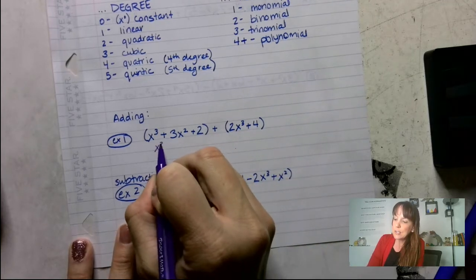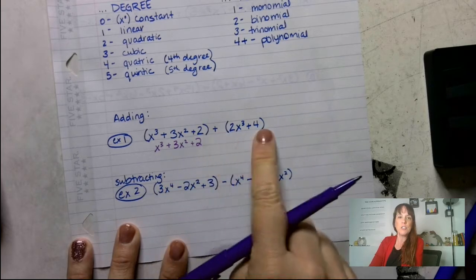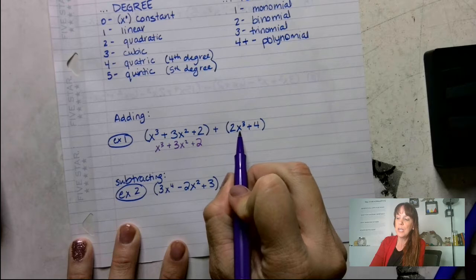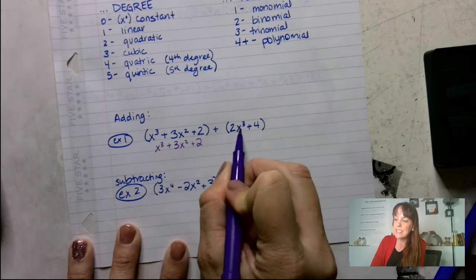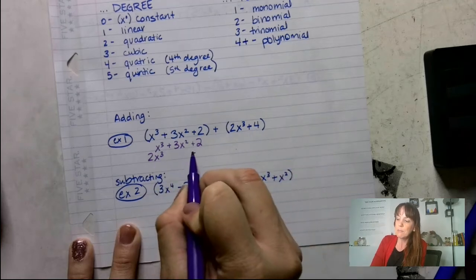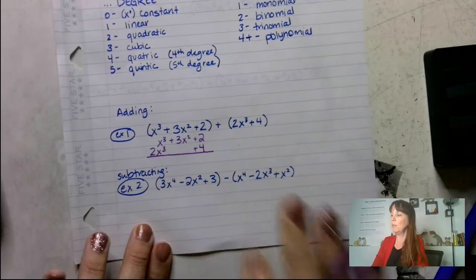So we get x to the third plus 3x squared plus 2. Now, I could just say plus 2x to the third plus 4, except that I want to line these guys up. So I'm going to say, see if that's x to the third? I'm going to throw that right here. 2x to the third plus 4. I'm going to put that guy right down in there. I think that will make it nice and easy.